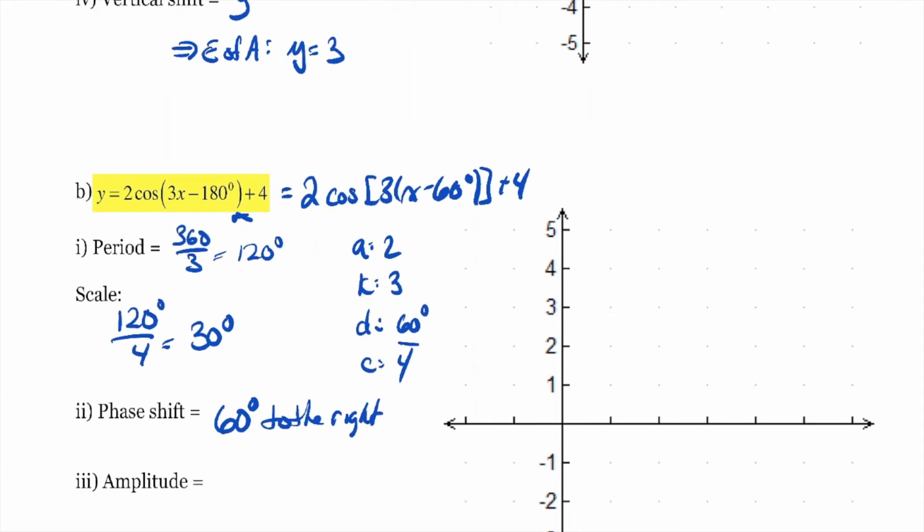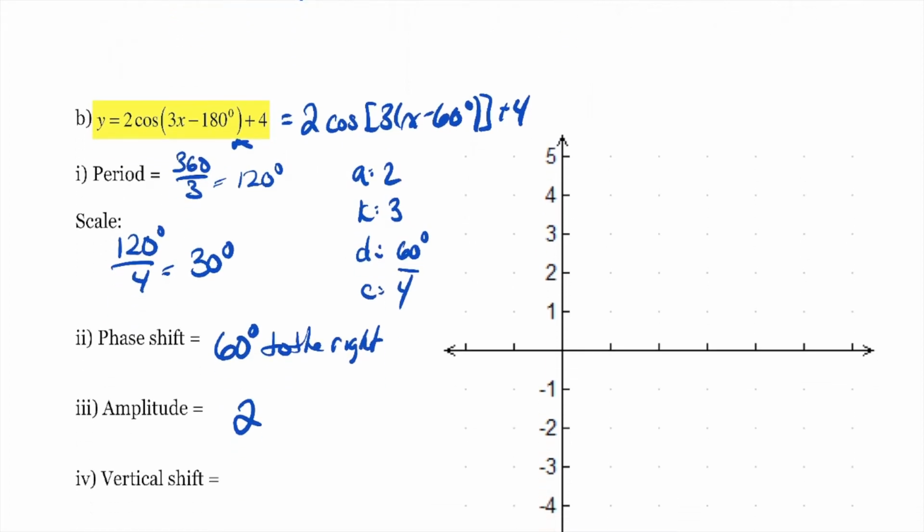And the amplitude is simply the absolute value of my a value, which in this case is 2. The vertical shift is my c value, which is 4. So that means my equation of axes is y is equal to 4.